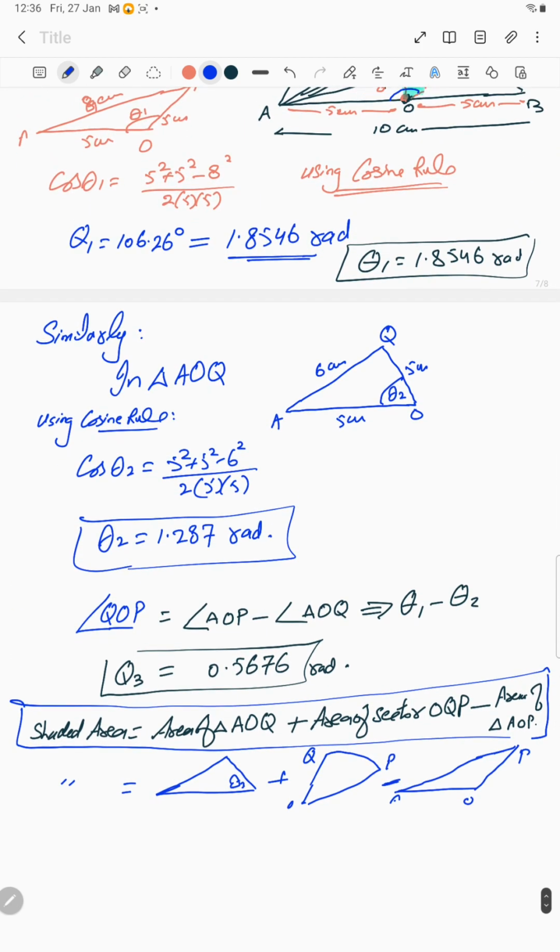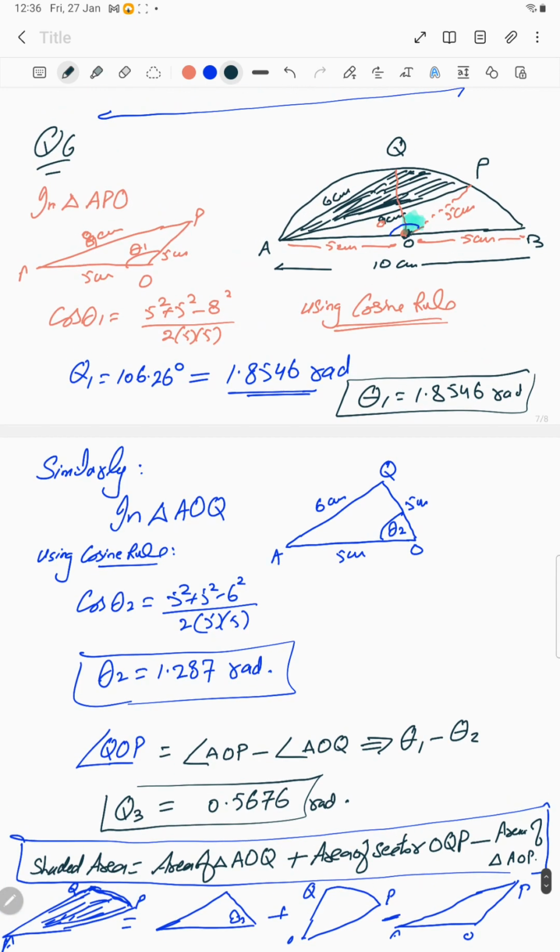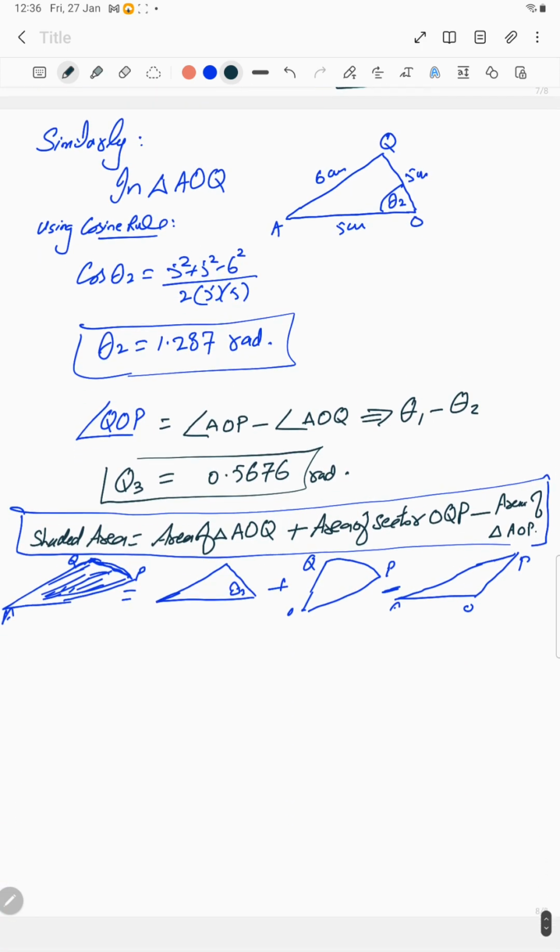What is the shaded part? Shaded part was like this, A, Q and P. We are going to find this one. Okay, this was a figure. So very easy. Now it's become easy. The logic is clear. You can take this area and minus this unshaded one, AOP. So rest will be the shaded area.